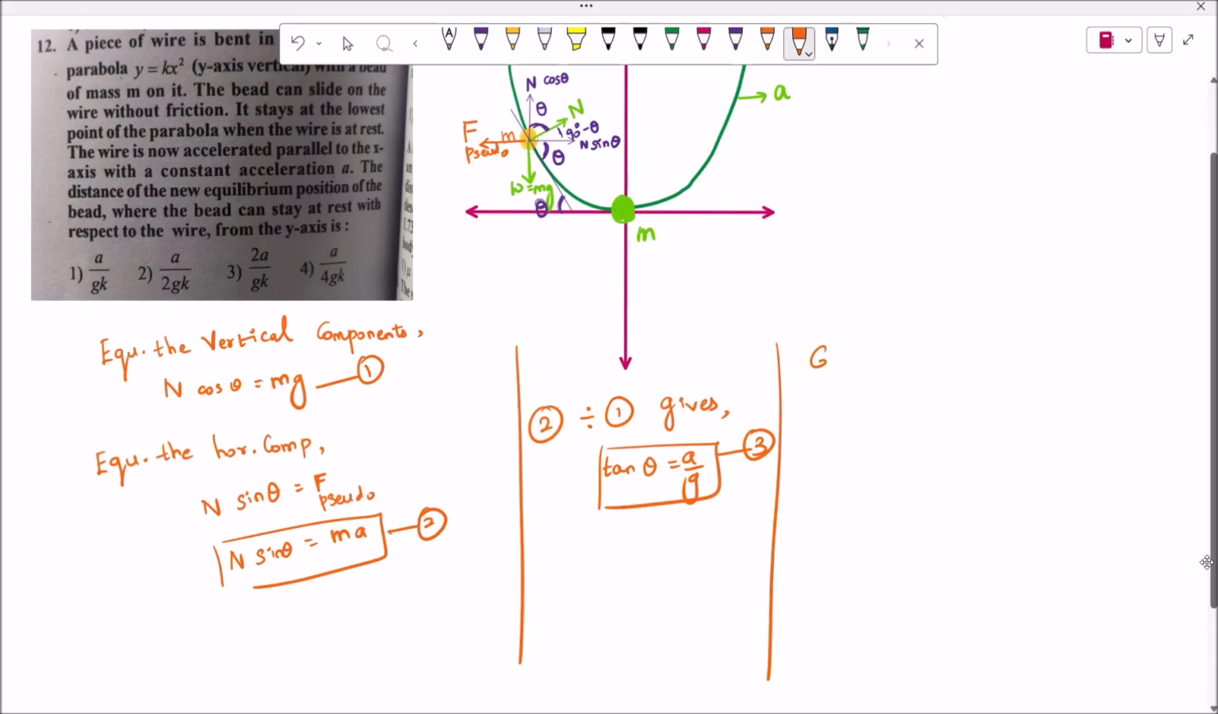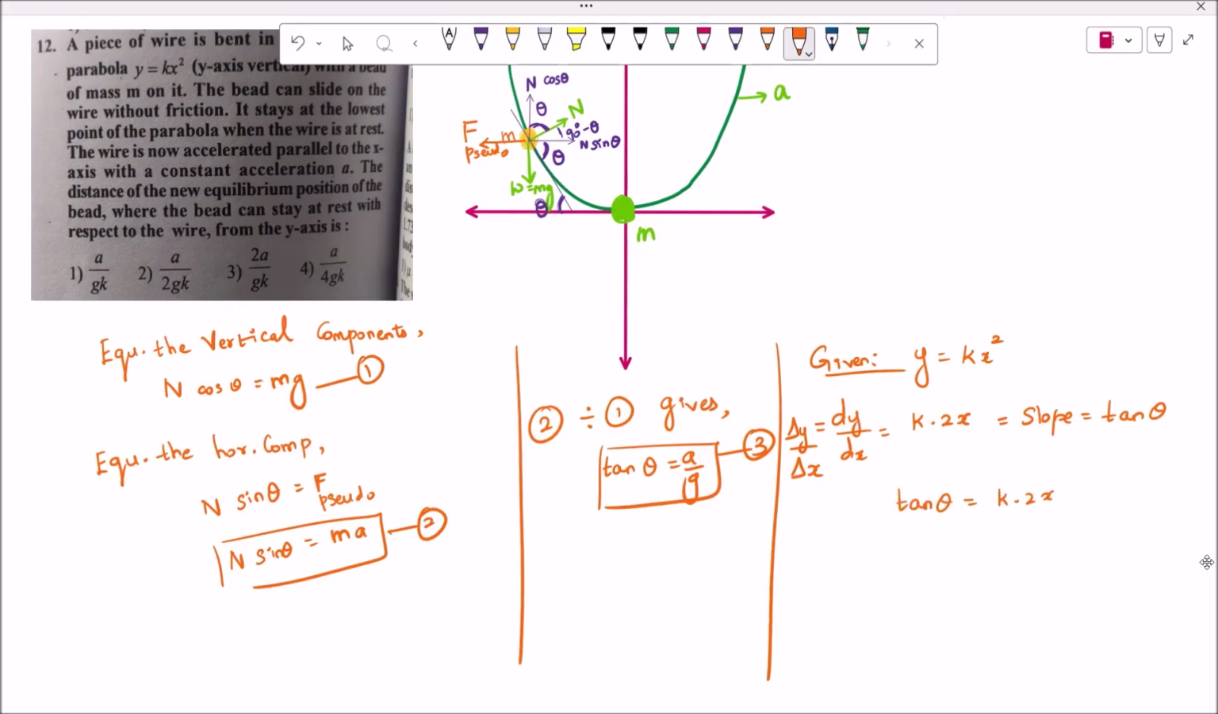From the given equation of the parabola, y is equal to kx squared, let's differentiate y with respect to x. So dy by dx is equal to k into 2x. Why have I done this? Because this is the change in y by the change in x, which is always called the slope, and slope is always taken as tan theta. So tan theta is equal to k into 2x. This is another equation for tan theta; let's call this equation number 4.